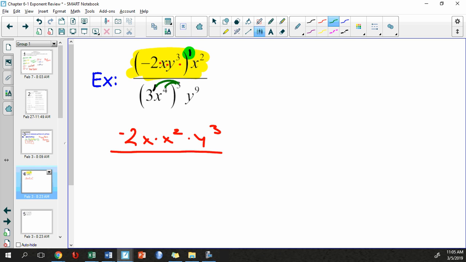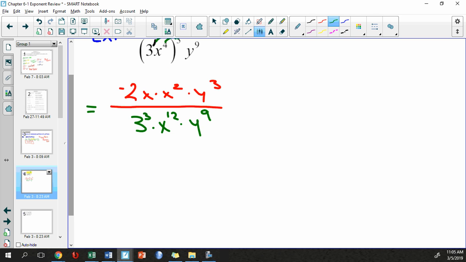Do we see that? So this is going to be 3 cubed times x to the 12 times y to the 9th. Do we see that? Now let's look at the top. What do I do with my x's? Add the exponents. So I'm going to put on my missing phantom exponent, which is x to the 1st. And what is that going to give me? X cubed, y cubed. So my top is simplified completely.